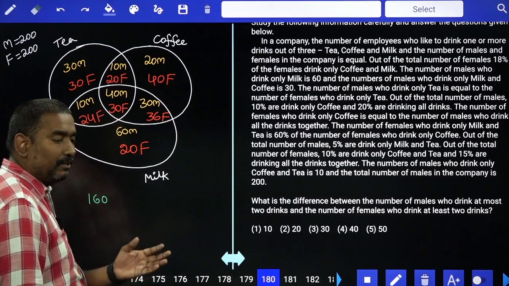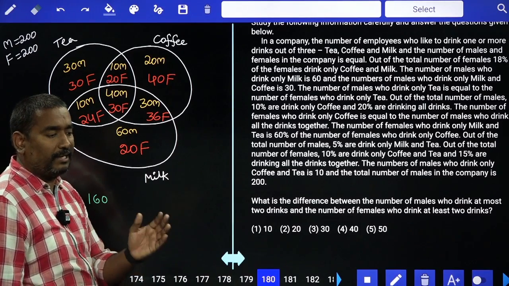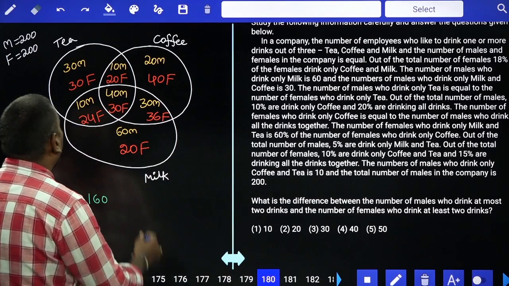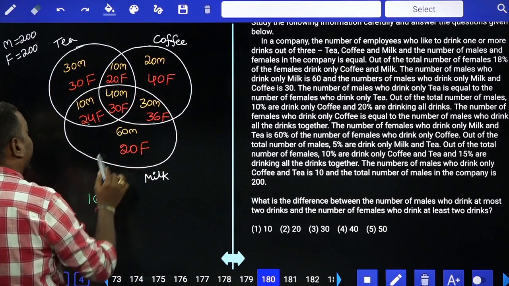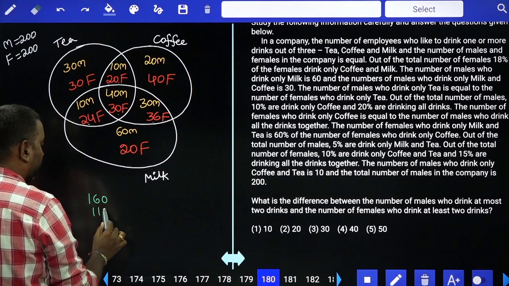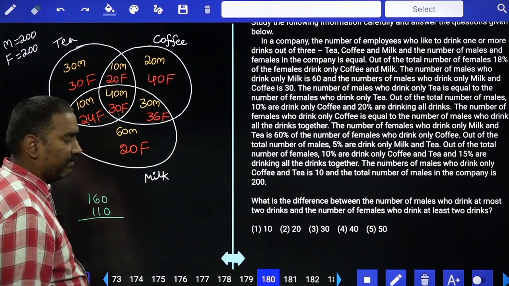Females who drink at least 2 drinks: at least 2 means 2 and 3. 24, 36, 60 plus 20, 80 plus 30, that is 110. Ask the difference, 50 is your answer.